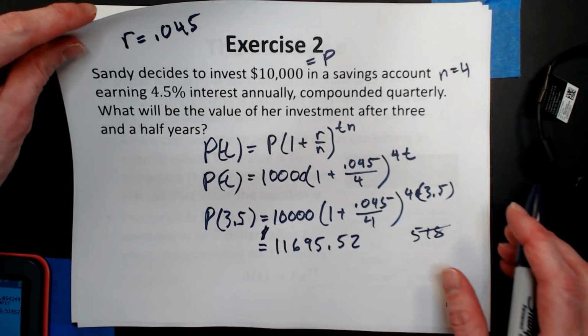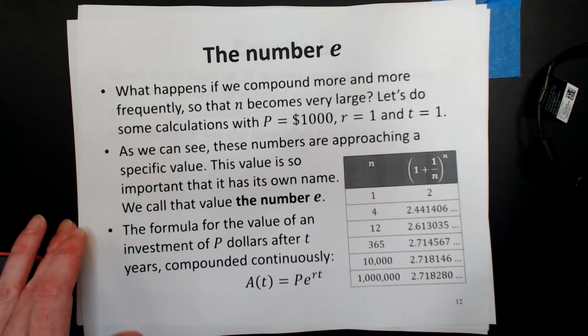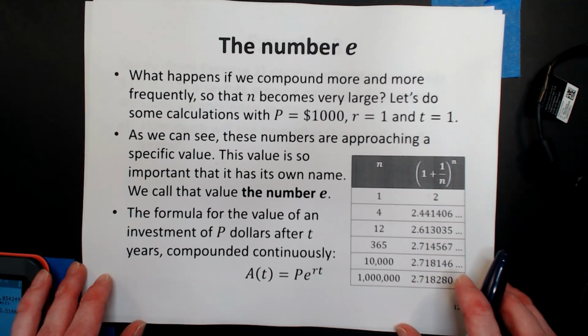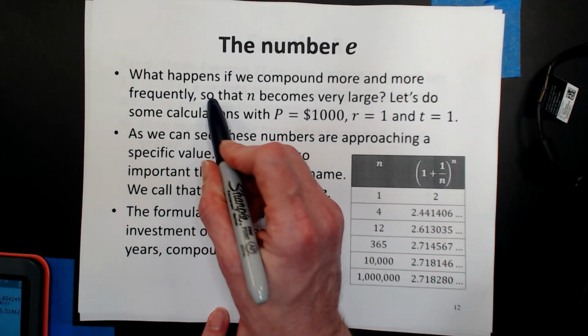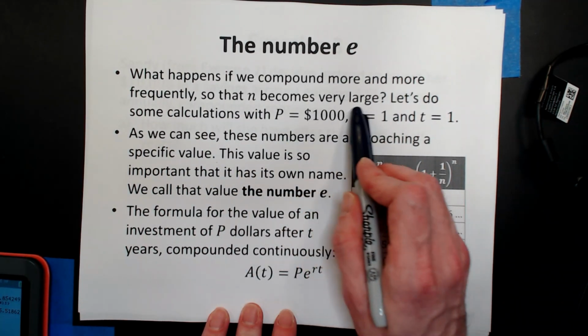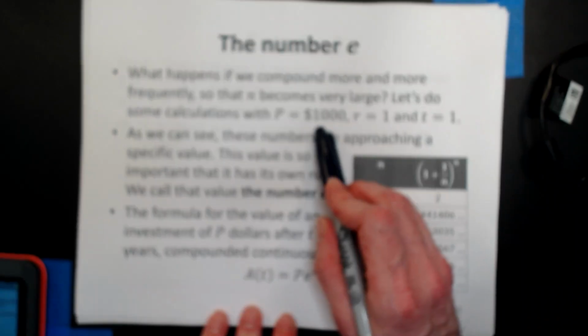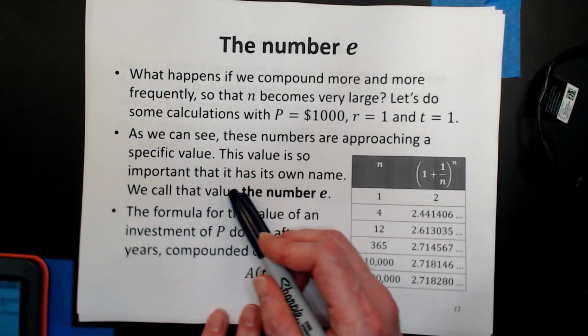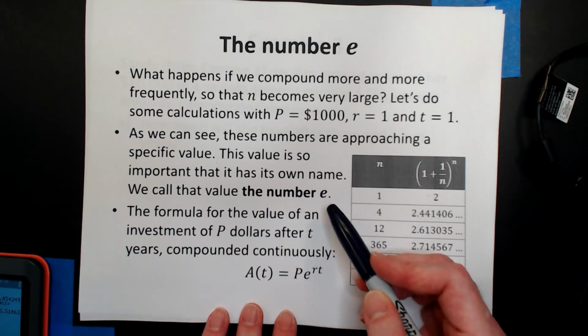All right, and so next we talk about the number e. If we were to keep compounding forever, at every instant, what happens if we compound more and more frequently, so n becomes very large? Let's do some calculations. So we have 1,000, r equals 1, t equals 1. We can see that these numbers are approaching a specific value. The value is so important, it has its own name, called the natural number e.